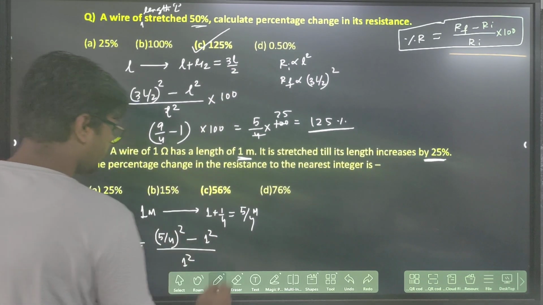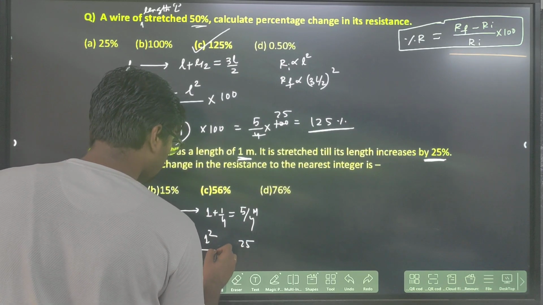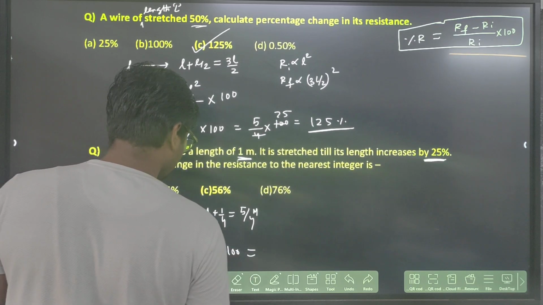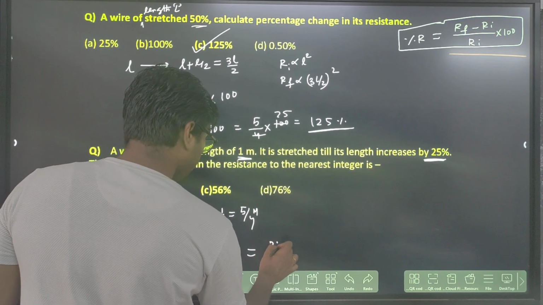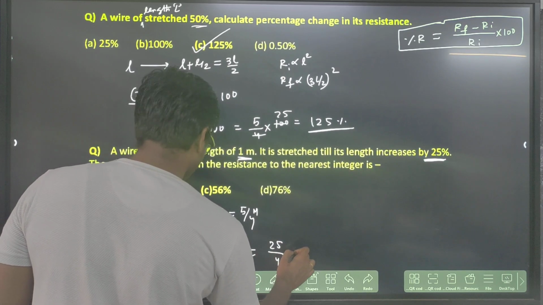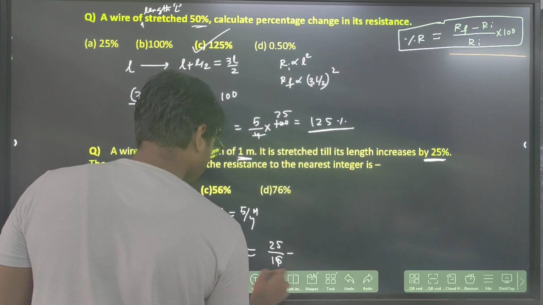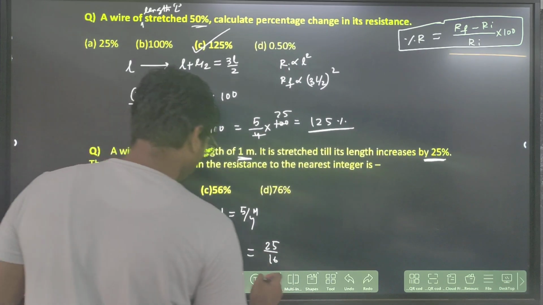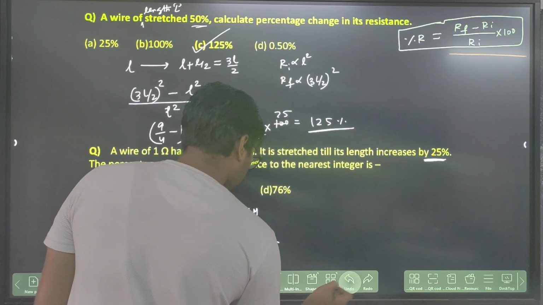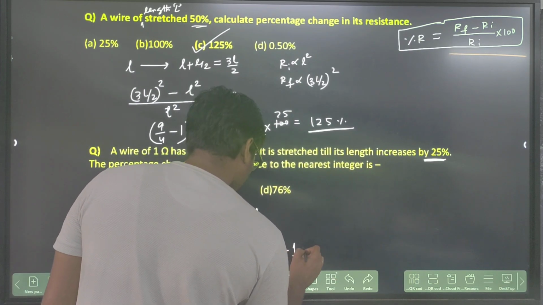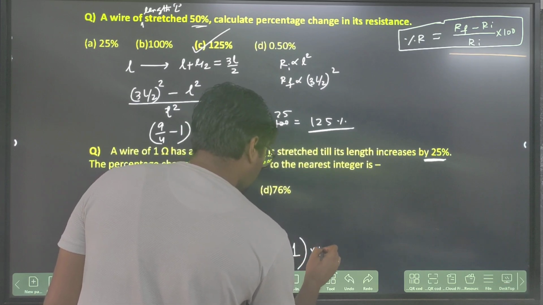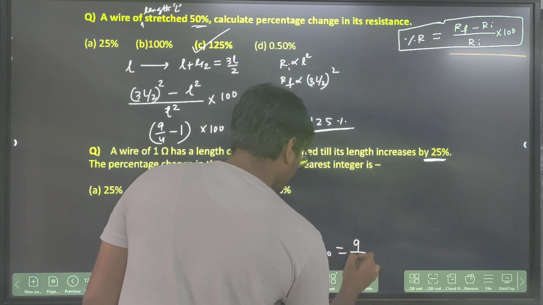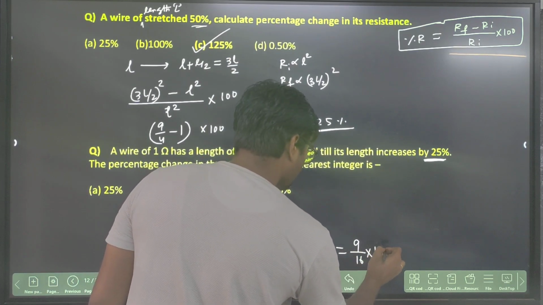Following this formula only, right? This will be into 100, right? Here you have to multiply by 100 because you are calculating a percentage, right? So it will be 25 by 16, into 25 by 16 minus 1, into 100. Yeah, this is correct. So 25 minus 16 will be 9 divided by 16, into 100.